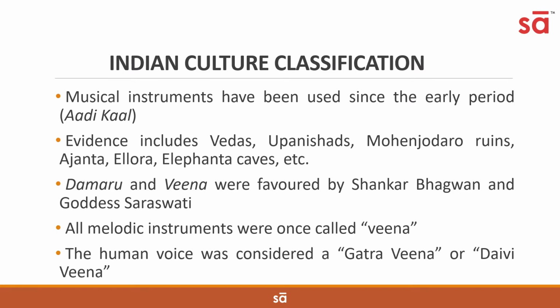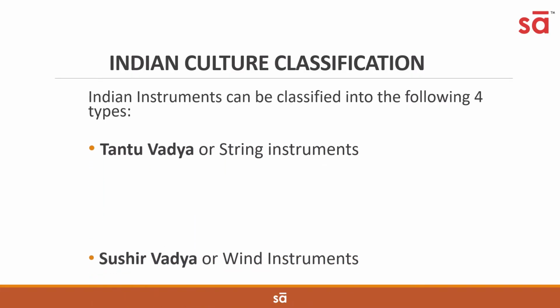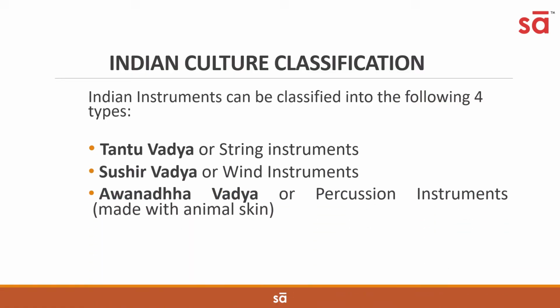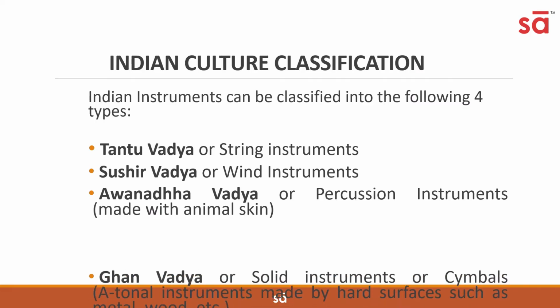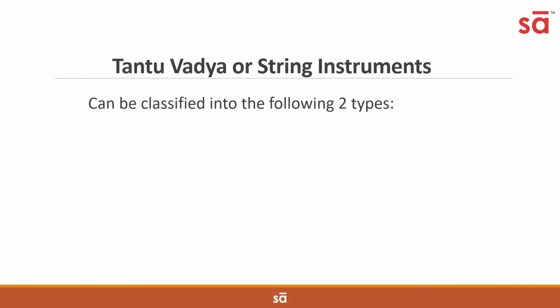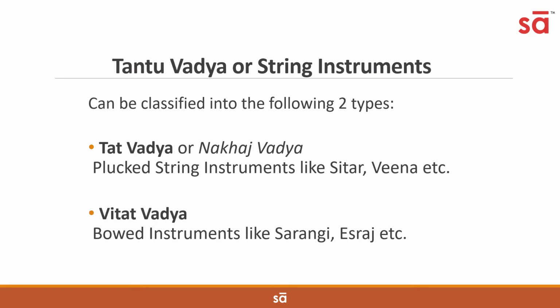meaning God-gifted Veena. Indian instruments are classified into four types: Tantu Vadya, or string instruments; Sushir Vadya, or wind instruments; Awanaddha Vadya, or percussion instruments made from animal skin; and Ghan Vadya, or solid, a-tonal instruments made from metal or wood. Tantu Vadya is further divided into Tat Vadya, or Nakaj Vadya, plucked string instruments like the Sitar and Veena, and Vitat Vadya, bowed instruments like the Sarangi and Esraj.